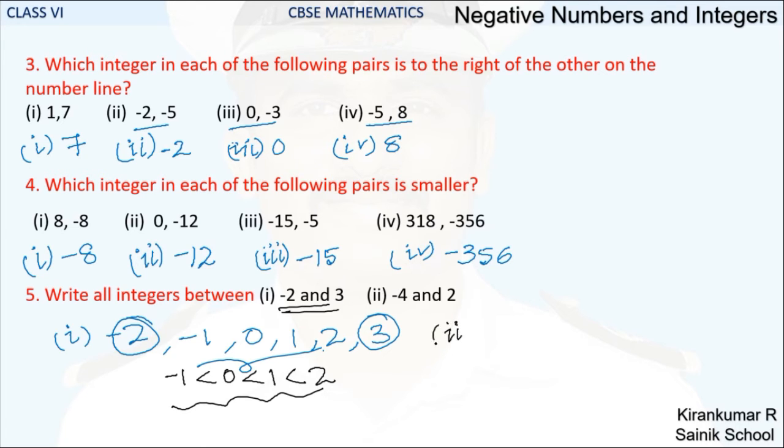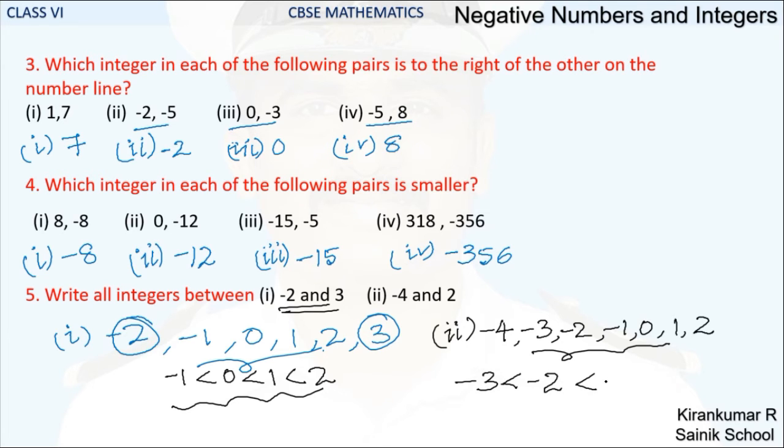For the second one, minus 4, then we have minus 3, minus 2, minus 1, 0, positive 1, positive 2. These are the numbers: minus 3 is less than minus 2, less than minus 1, less than 0, less than 1. So you need to remember the number line.